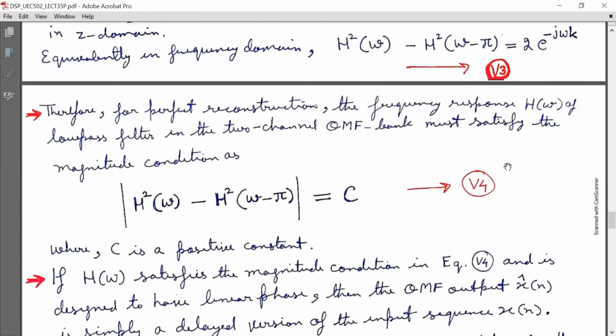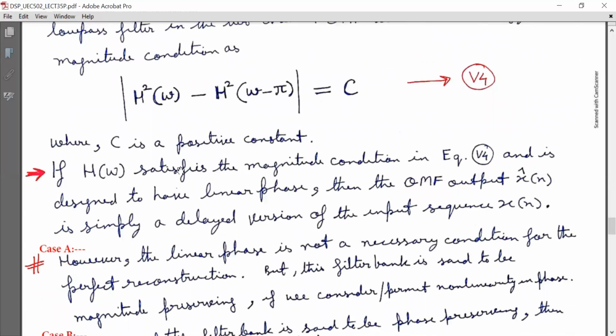Therefore, for perfect reconstruction, the frequency response H(ω) of the low pass filter in the two channel QMF bank must satisfy the magnitude condition: |H(ω)|² − |H(ω − π)|² is equal to C, where C is a positive constant, equation V4. So this is very important.